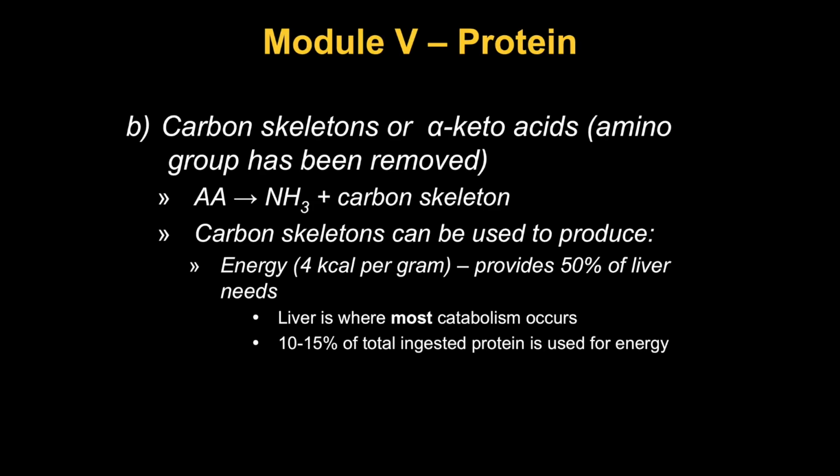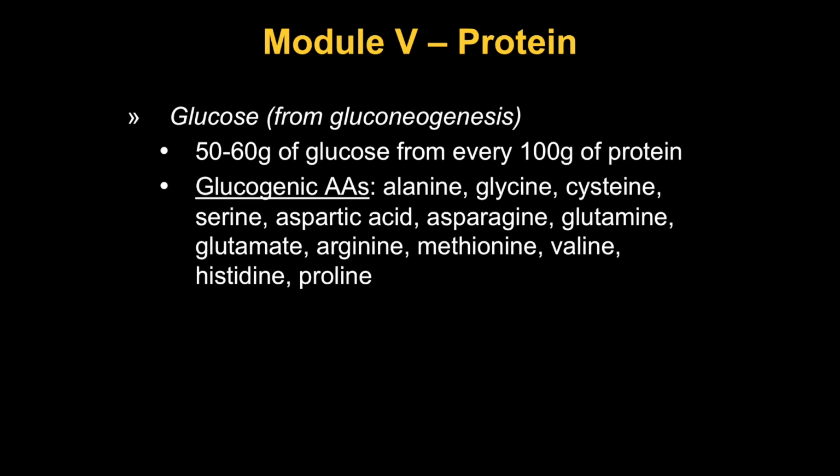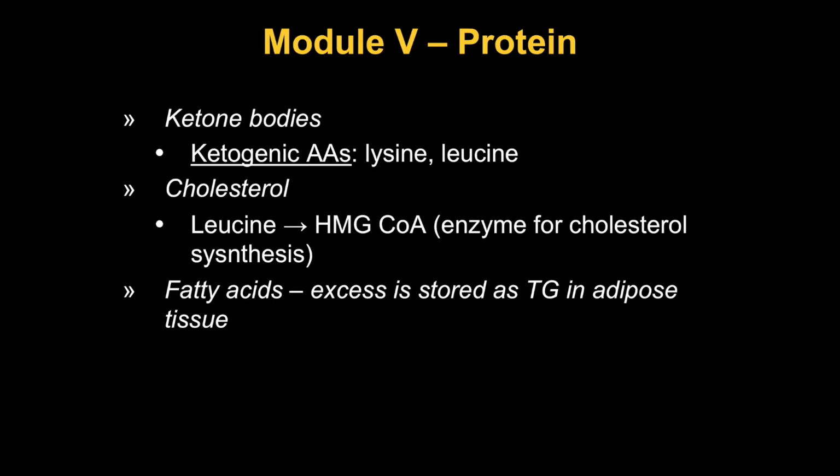We can also use those carbon skeletons, as I mentioned, to make glucose from what we call gluconeogenesis. About 50 to 60 grams of glucose will be produced for every 100 grams of protein that I utilize for gluconeogenesis. And there are some amino acids that are more glucogenic than others, and they're listed here. Some other things that are produced, ketone bodies can be made from these carbon skeletons, and we call some of the amino acids that make these ketone bodies in this process ketogenic amino acids. So lysine and leucine are very ketogenic amino acids.